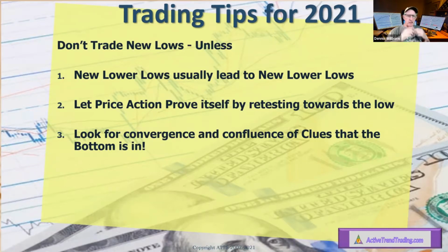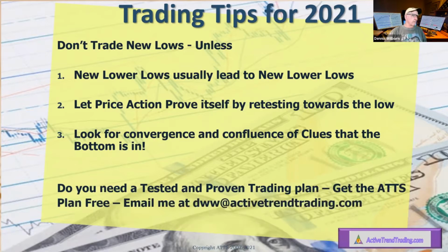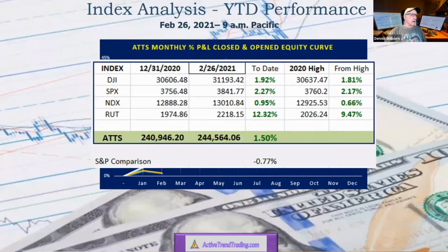With the market selling off the way it has over the last couple of days, we know that price action may very well continue to go down for a little bit. So let's take a look at where we're at with that. Basically, active trend trading, we're up about 1.5%. The indexes are up. They have been up more.